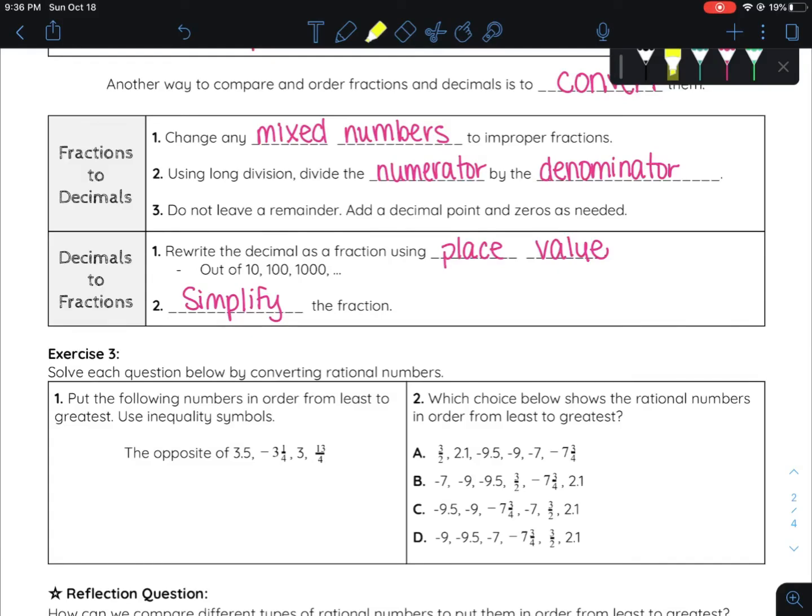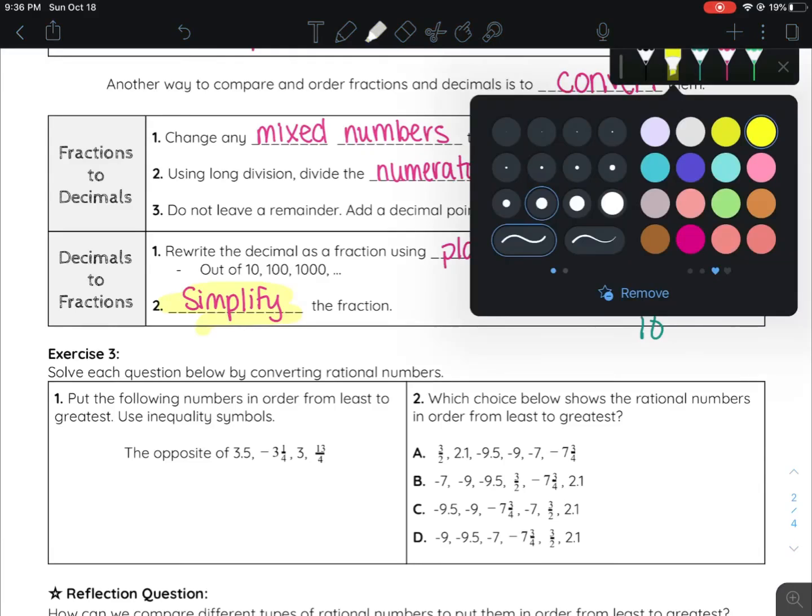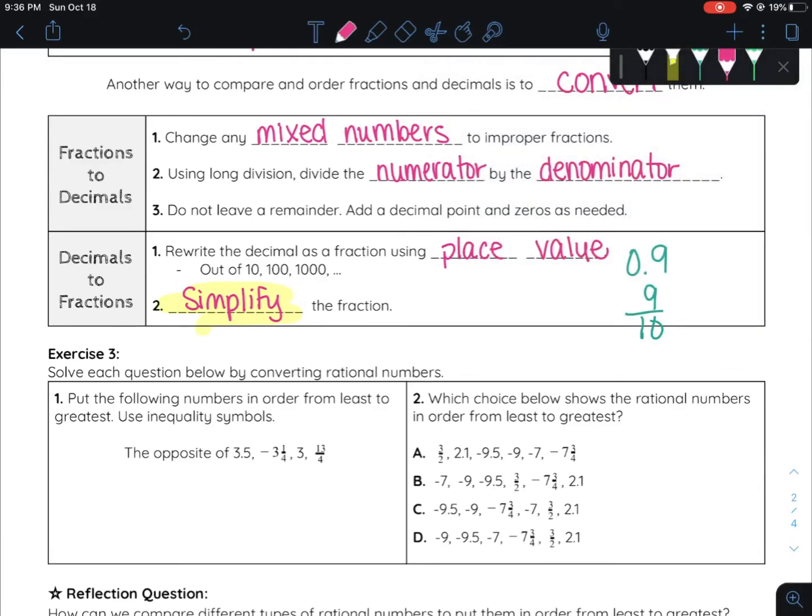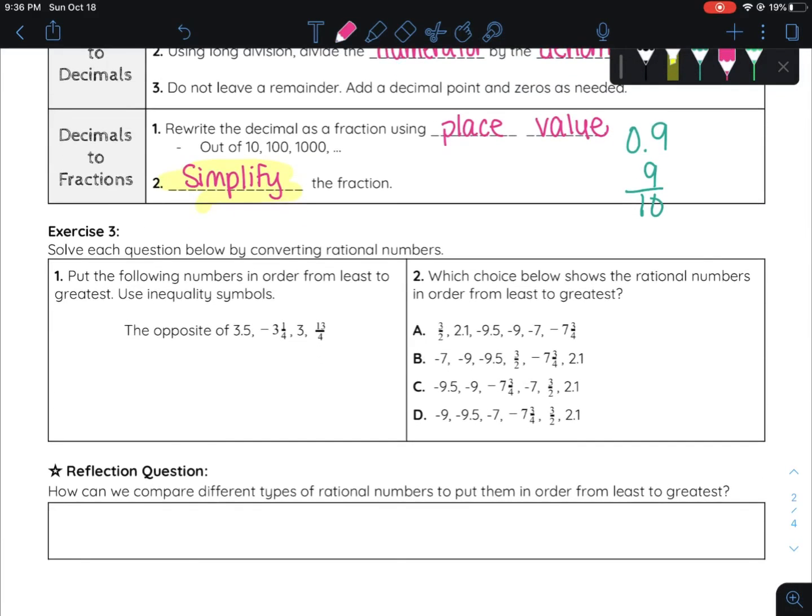Okay? Now, if you need to do it the other way around, a decimal to a fraction, in this case, you just want to read the decimal as a fraction using place value. So really quick, like 0.9 is 9/10. More complicated ones, you'll have to make sure that you simplify them. Okay, so always be on the lookout for that. Now let's try a couple examples here.